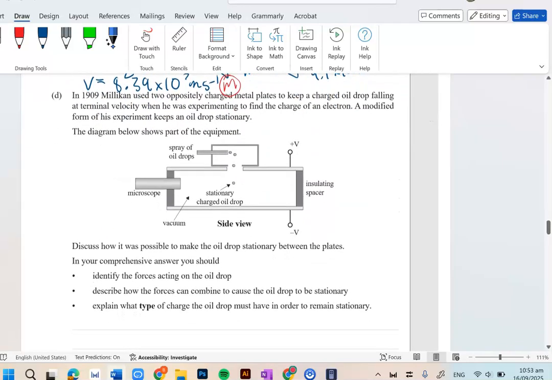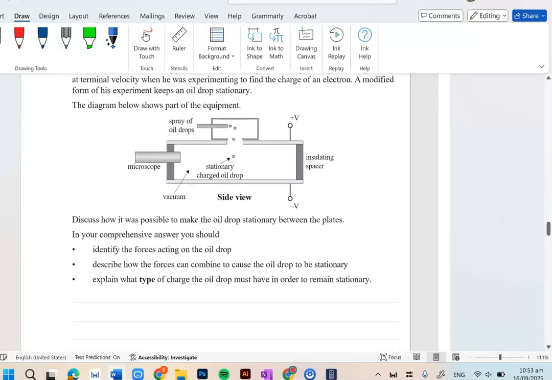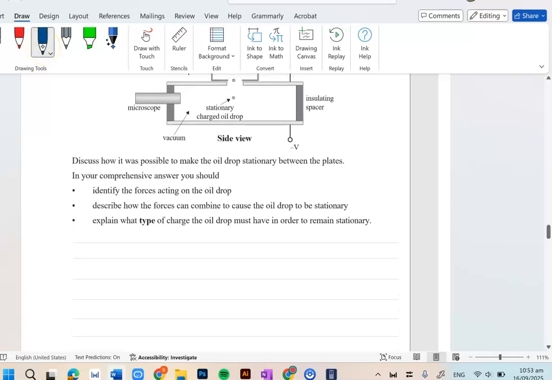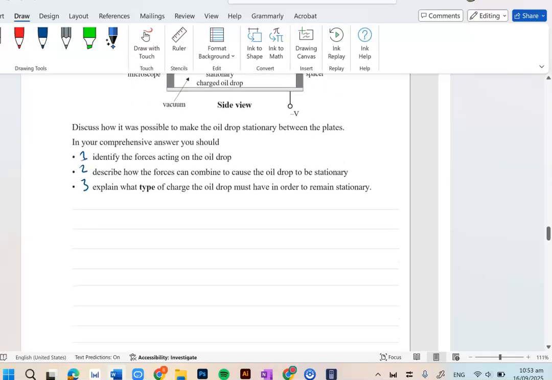In 1909, someone used two oppositely charged metal plates to keep a charged oil drop falling at terminal velocity. This diagram shows the experiment. Discuss how it was possible to make the oil drop stationary between the plates. In your comprehensive answer, you should cover all these three things. So, I'm just going to label them 1, 2, 3, so we know how to structure our answer clearly.